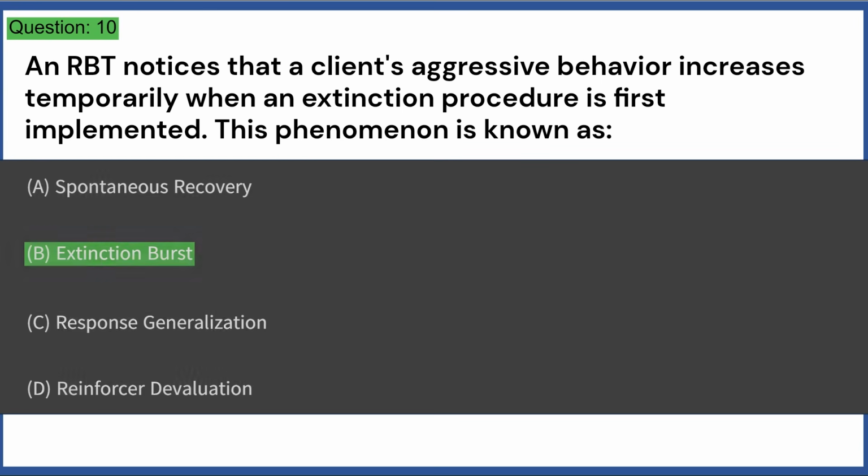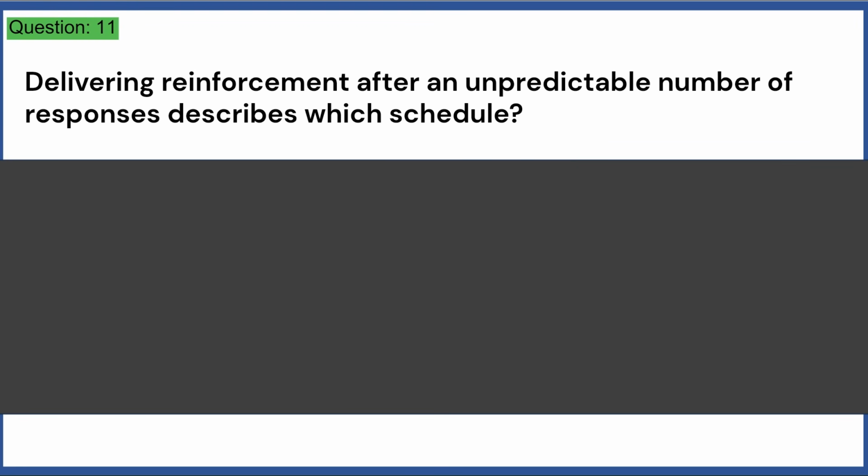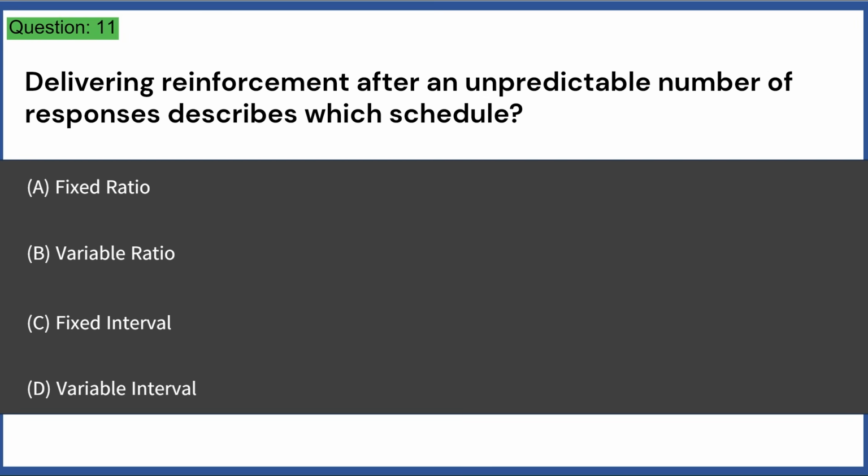Answer: B. An extinction burst is a temporary increase in the frequency or intensity of the behavior when reinforcement is initially withheld. Delivering reinforcement after an unpredictable number of responses describes which schedule? A. Fixed ratio. B. Variable ratio. C. Fixed interval. D. Variable interval.